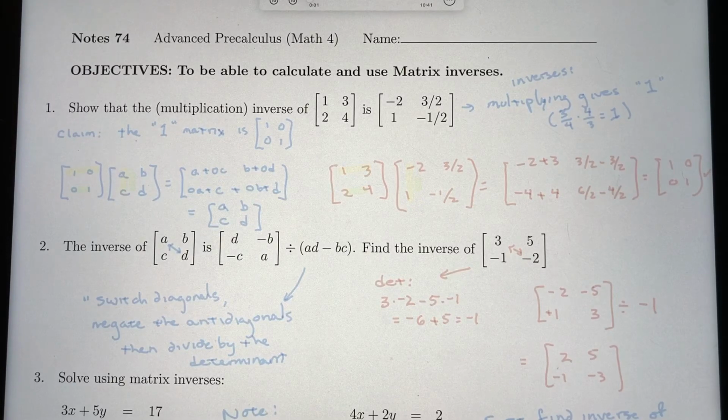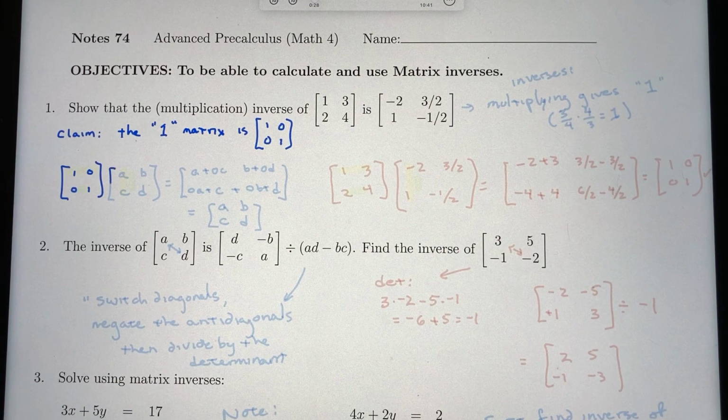Okay, we're going to start with a little claim. What's special about 1? When you multiply by it, it doesn't do anything. The matrix that acts like 1, the identity matrix, doesn't have all 1s in it.